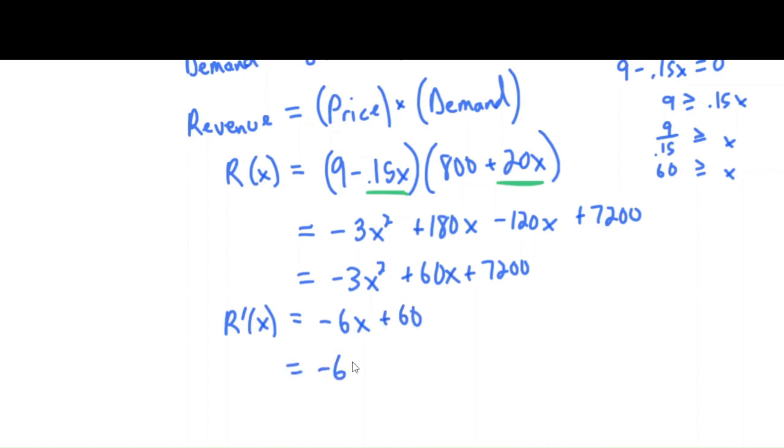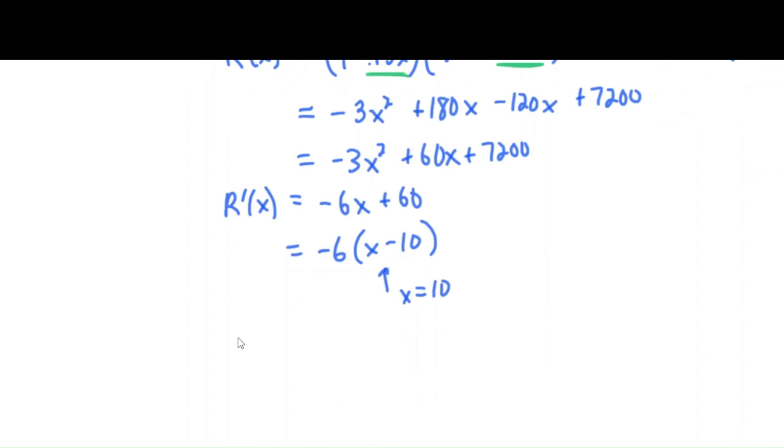So what are the critical numbers? Well, let's pull out the minus 6. Write this as minus 6 times x minus 10. And notice that we have one critical number, and that's x equals 10. Okay, so what's the revenue generated when we do 10 price reductions?